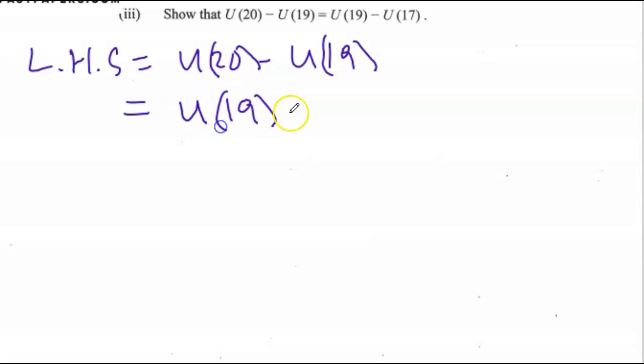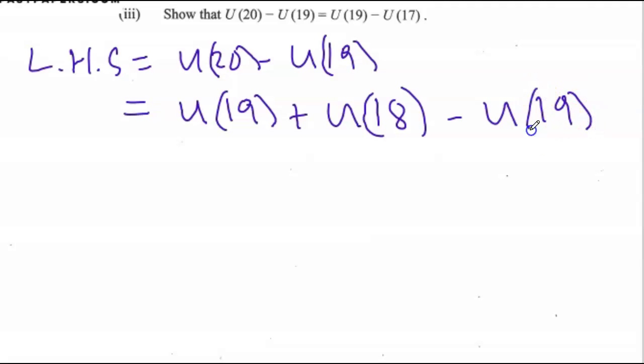Okay? So, let me deal with the left hand side first. So the left hand side is the 20th term minus the 19th term. The 20th term, what's the 20th term? The 20th term is the 19th term plus the 18th term. And then we have minus U19, minus the 19th term, so it's a substitution. And then, so these cancel, so we are left with just the 18th term.